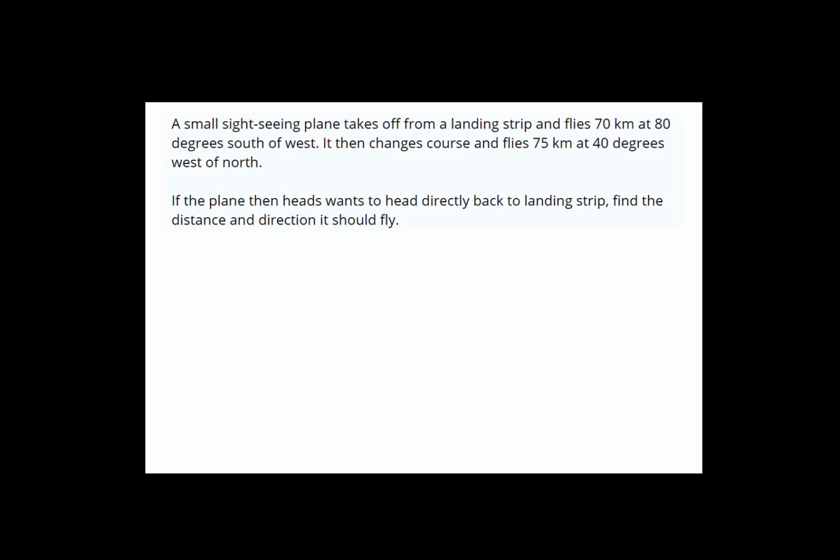A small sightseeing plane takes off from a landing strip and flies 70 kilometers at 80 degrees south of west. Okay, so let's do that much. So we need 80 degrees south of west. That means we start with a line that's west and then swing to the south by 80 degrees. So there's our 80 degrees south of west. And this flies 70 kilometers. So let's put that as a 70.